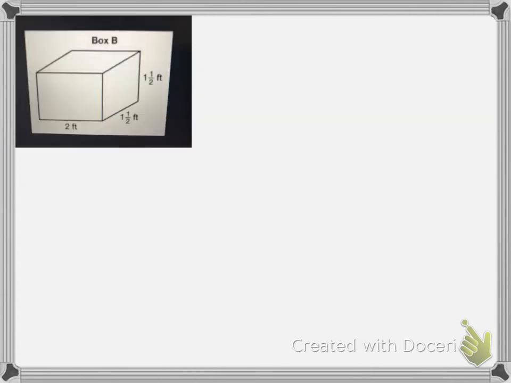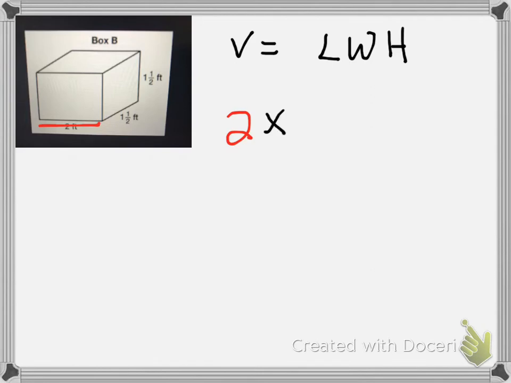All right, let's do one more, just so I can show you a little trick. So again, volume equals length times width times height. So our length here is 2 feet times our width, which is 1 1/2, times our height, which is 1 1/2 as well.